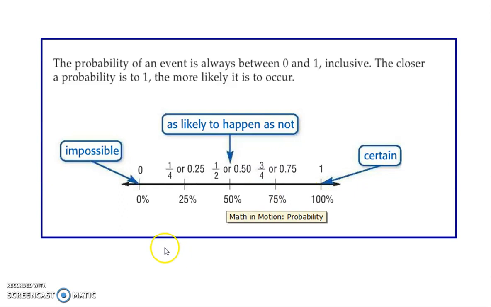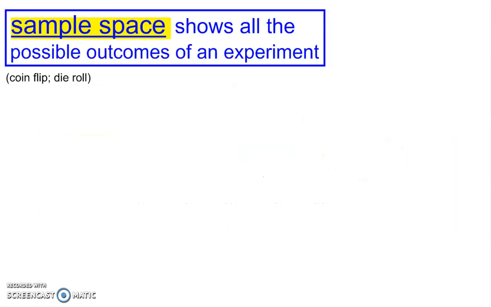This is the scale of probability from 0. For example, rolling a 7 on a number cube, there are 0 7s out of 6, so 0. Or rolling a number 1 through 6 on a number cube. Well, that's certain. You will roll a number 1 through 6.